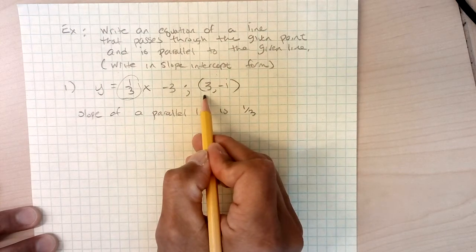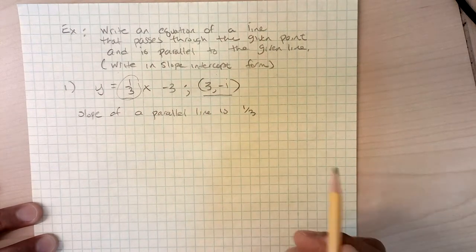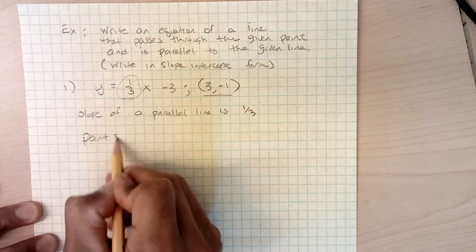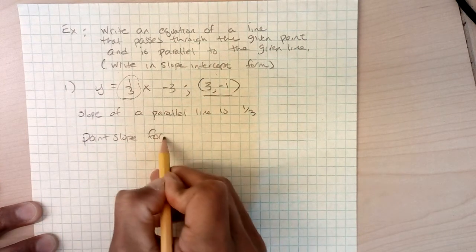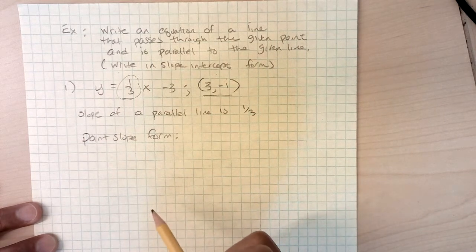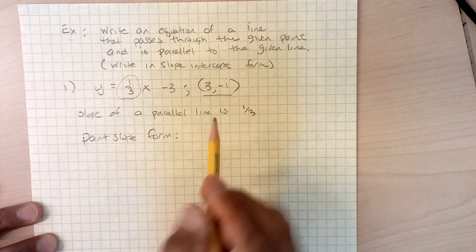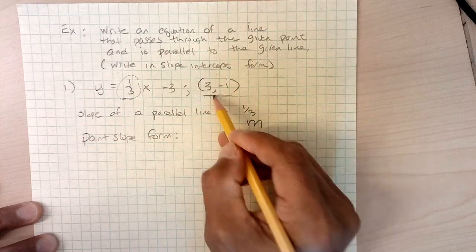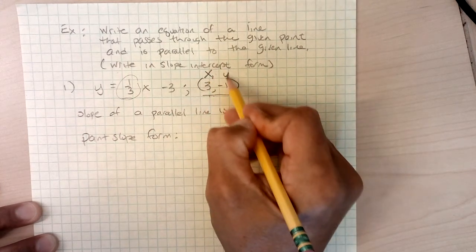But then the line passes through this point. So I can first write the equation in point-slope form. Even though the directions say slope-intercept form, we'll have to go back to 4.2 and remember how to change an equation in point-slope form to slope-intercept form. But here's my point, here's the slope. So this is m, and this is my point, x sub 1, y sub 1.